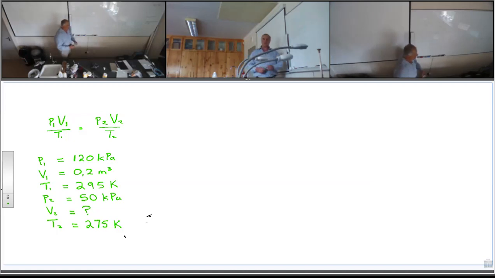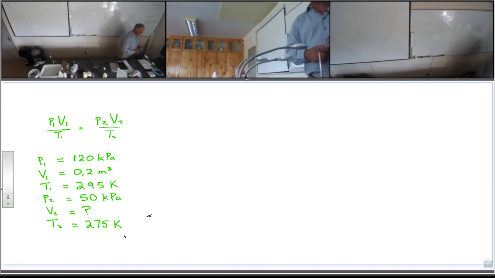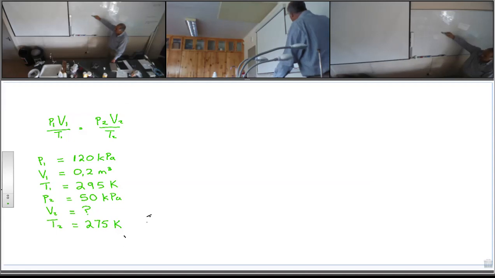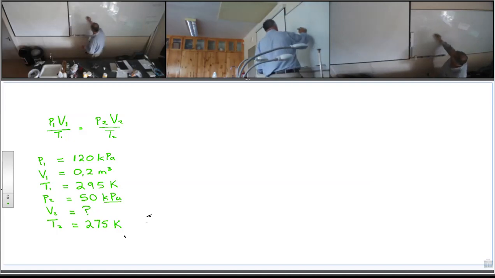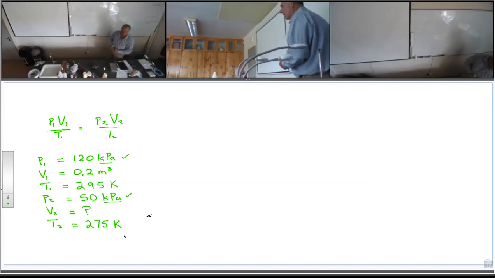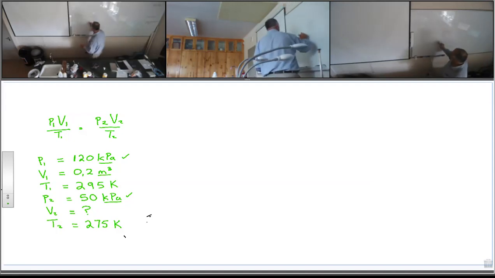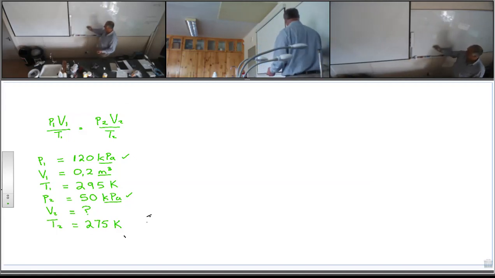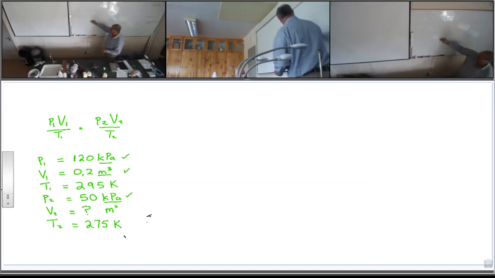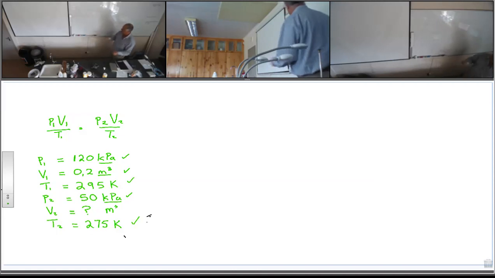Right. Now, we need to check that each of those is in the correct unit. First of all, is pressure in the appropriate unit? Any unit, provided the two pressures are in the same unit. Are they? Kilopascals, kilopascals, so that's fine. Volume can be in any unit, provided they are the same. My answer is going to be in meters cubed, so that's fine. Temperature must be in Kelvin. It is in Kelvin, is in Kelvin.